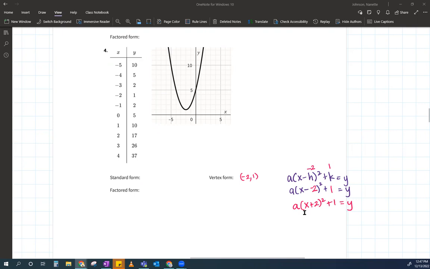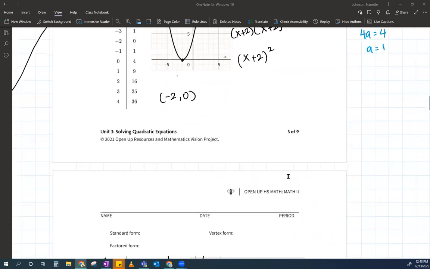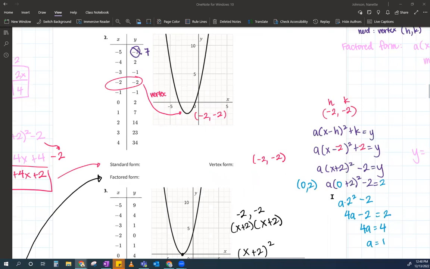How do I find a? What should I do? Anybody know how I should find a? What did we do to find a? If you don't remember, scroll back up here. What did I do to find a?